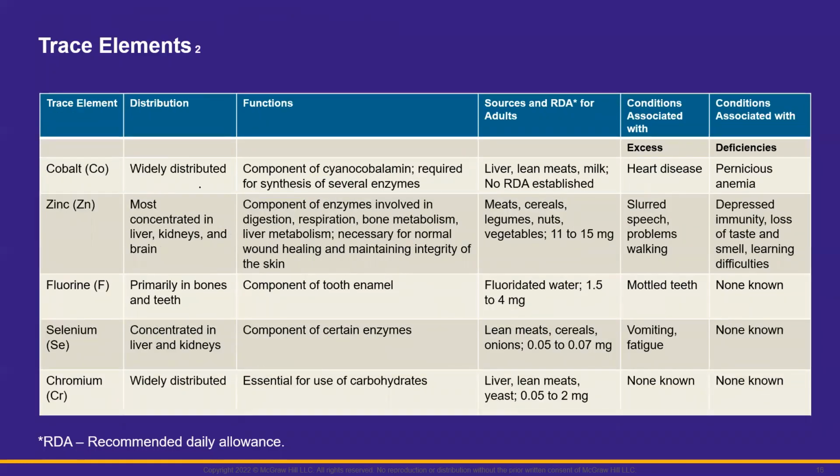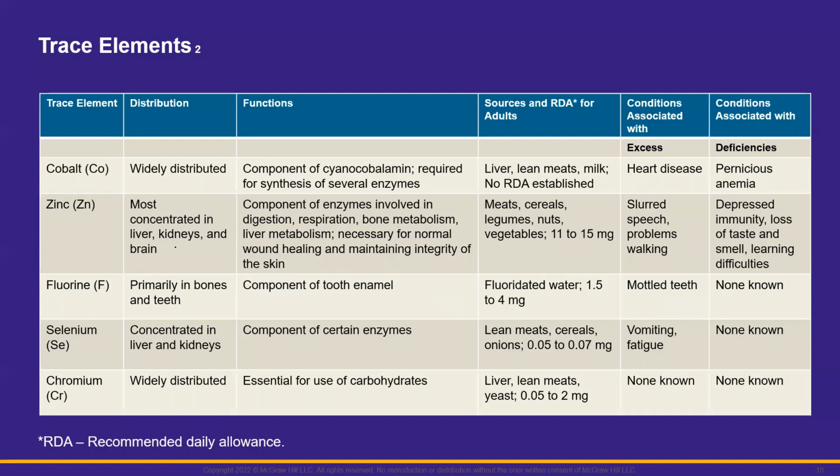Cobalt, widely distributed. Function: component of cyanocobalamin, required for synthesis of several enzymes. Source: liver, lean meat, and milk. There is no recommended daily allowance. Excess, heart disease; deficiency, pernicious anemia.